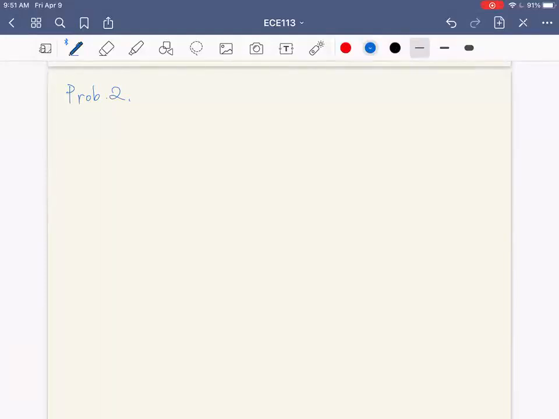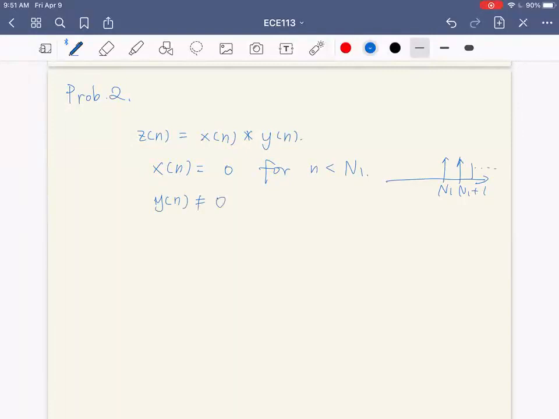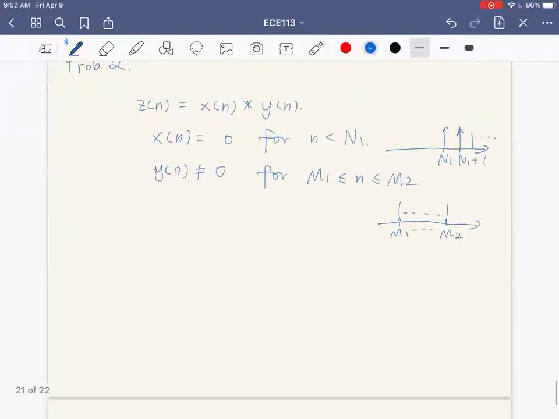So problem 2 is, let's say we have z of n, which is a convolution between x and y. And we know that x is a sequence that equals 0 when n is smaller than n1. And we know that y of n only has support between m1 and m2. I have an interval, right? And if we are asked to analyze what z looks like, we'll surely apply the convolution, right? But what about writing down the expressions in different intervals?